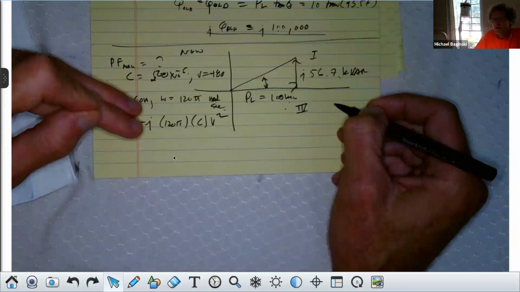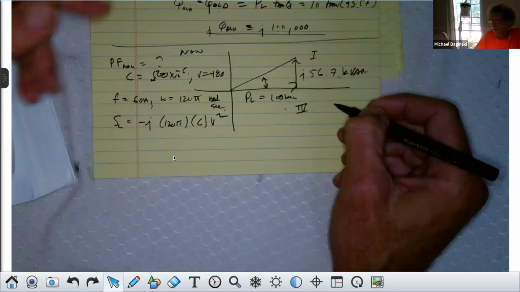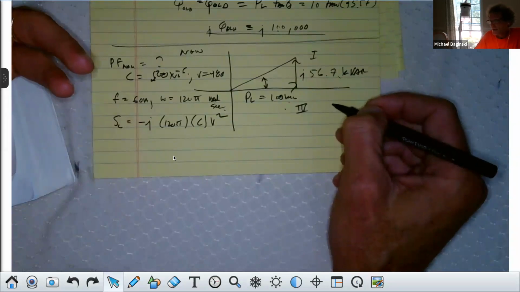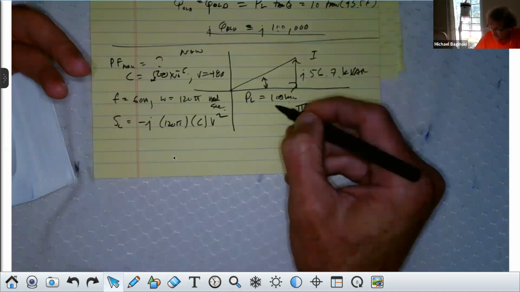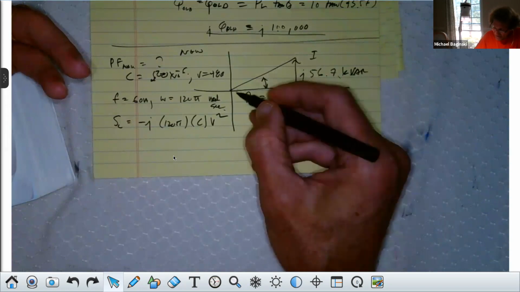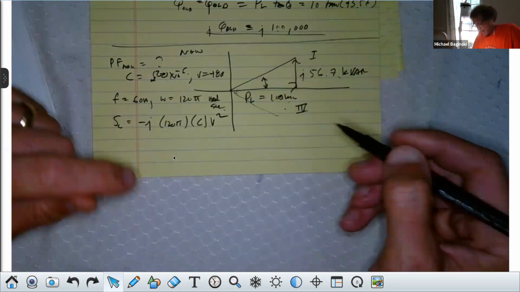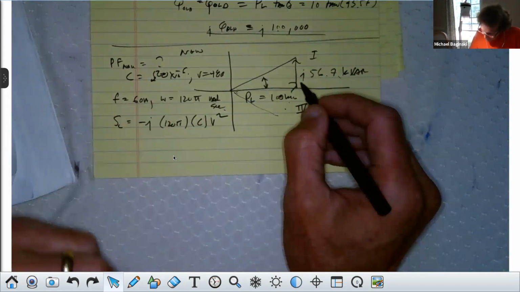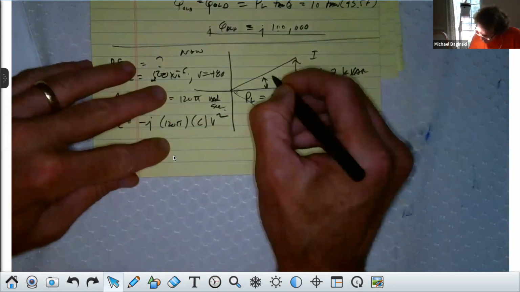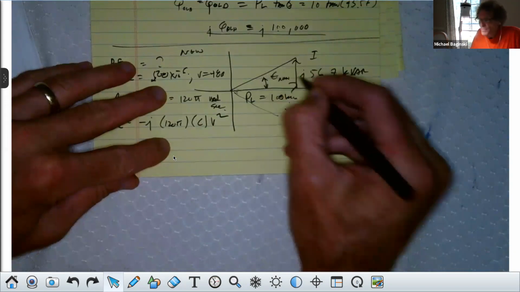Like a capacitor has a minus JQ, right? And you can see if that's added to really any real power, the vector for complex power would be in the fourth quadrant. Getting back to this, what's the new power factor? Well, we did this angle, right? Y'all with me?